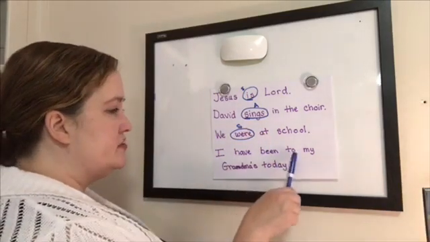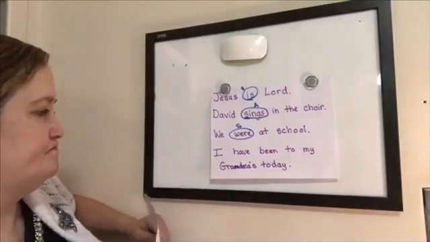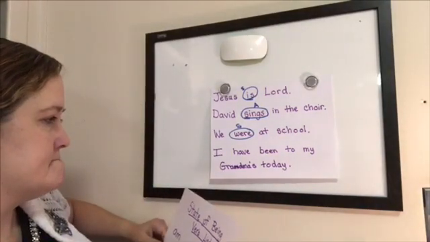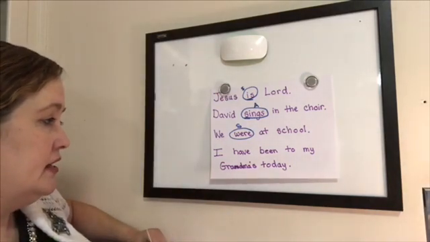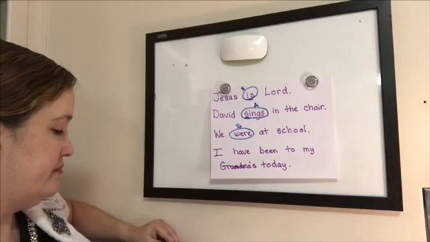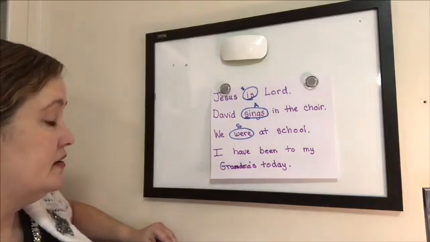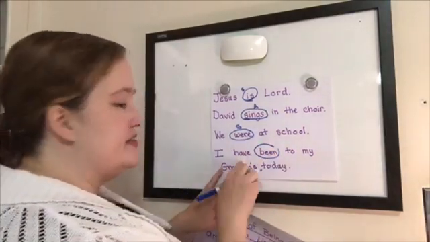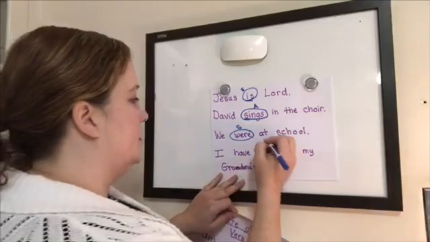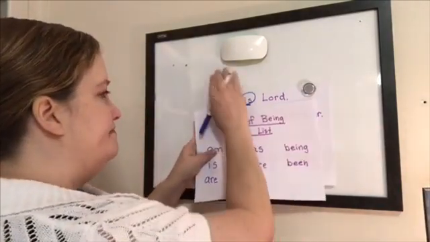I have been to my grandma's house today. Well, we've memorized our state of being verbs, so we know that been is a state of being verb. And have is a helping verb, and we'll learn that later. So, state of being. So, there you go.